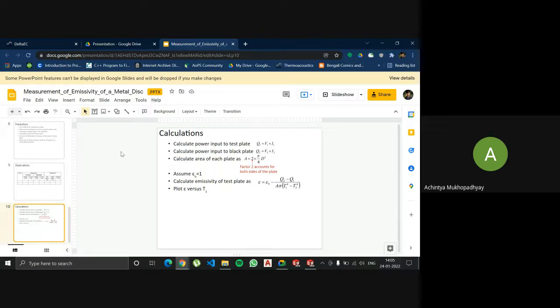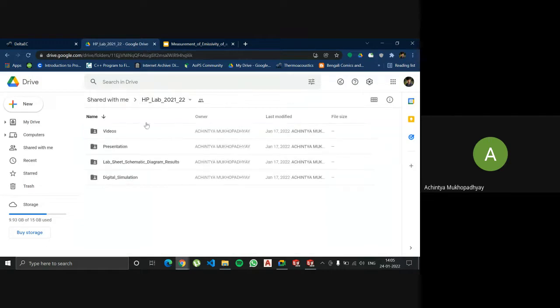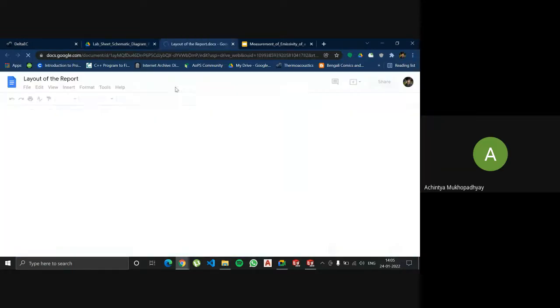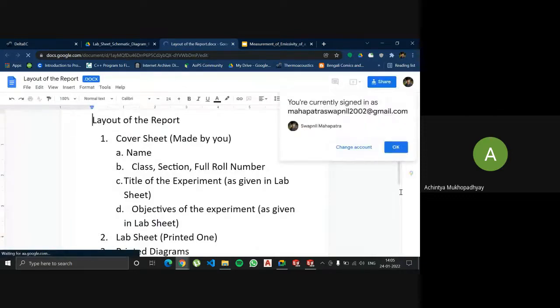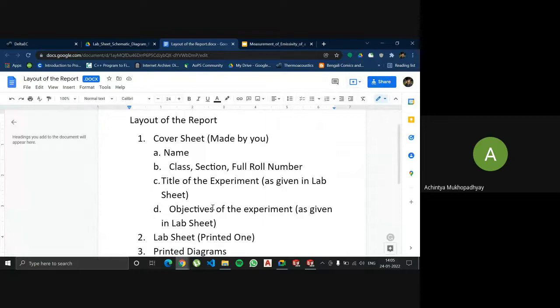The report part should be exactly the same as what you did in the previous report. I will upload the lab sheet and the schematic diagrams. You don't have to do anything, you just have to attach the lab sheet and the schematic diagrams in your PDF file.